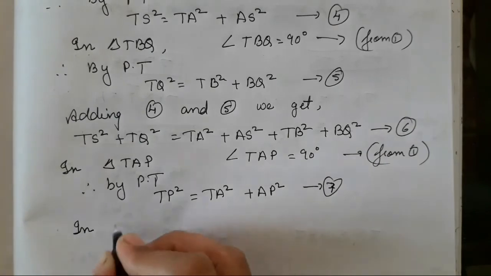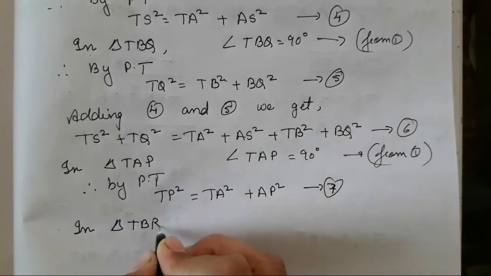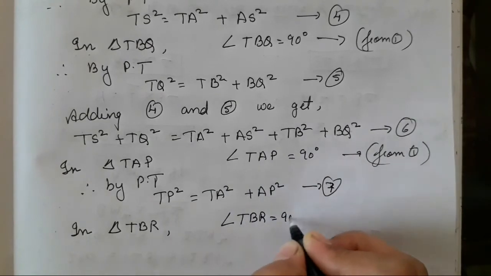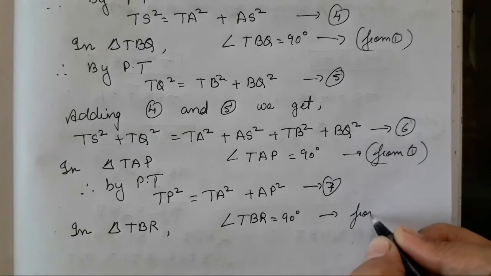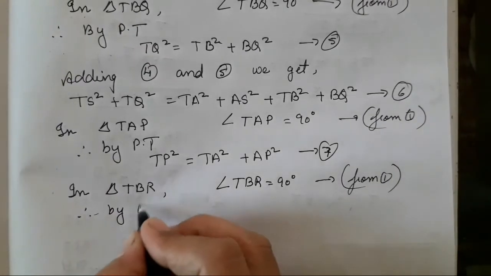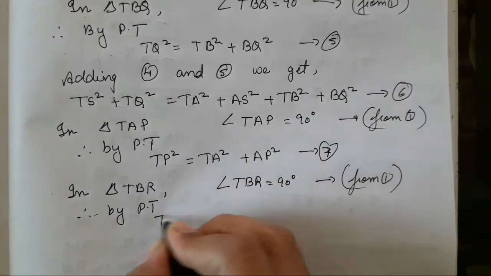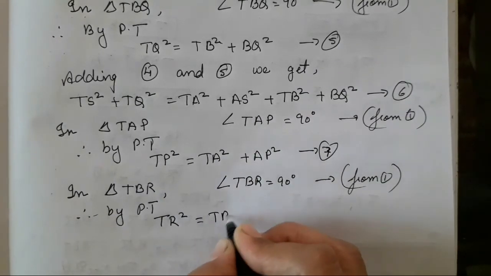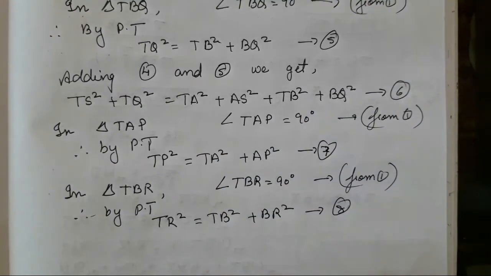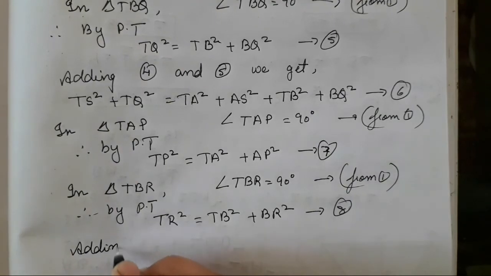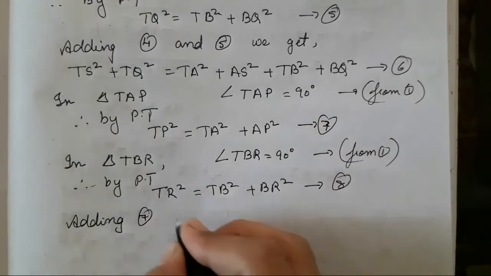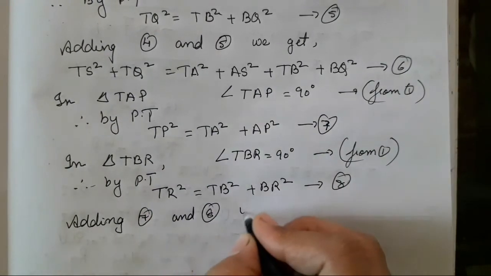It looks lengthy but it's very easy. In triangle TBR, same steps I am repeating, angle TBR is equal to 90 degrees again from first. So therefore by PT theorem, TR square is equal to TB square plus BR square. Let's keep this as the eighth one. Now again the same step: adding 7 and 8.